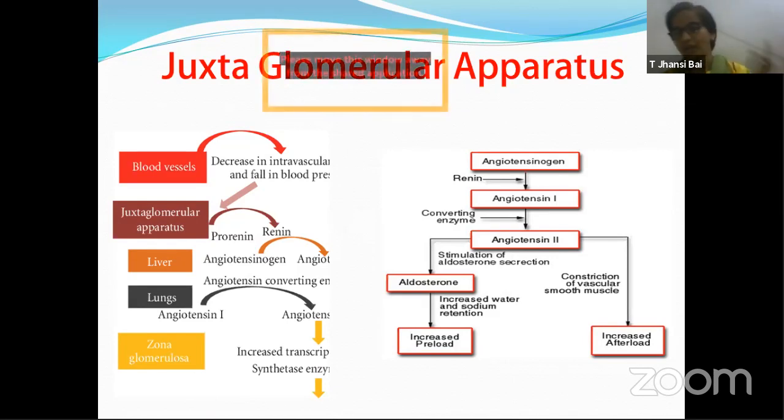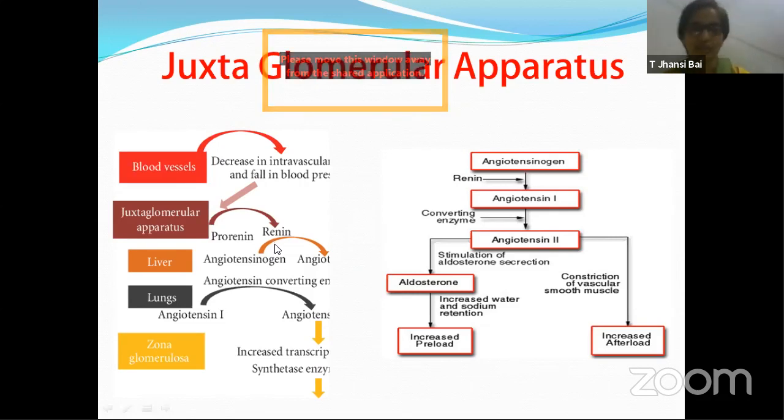That rennin is the enzyme that helps in the digestion of milk, especially casein, that is milk protein, which is present in infants. But here, this is RENIN. This renin is different. This is one of the differences you have to learn.